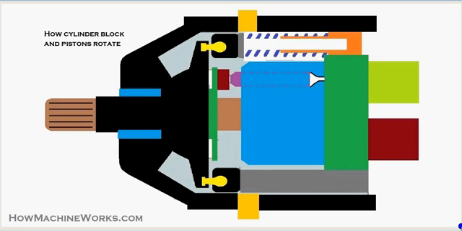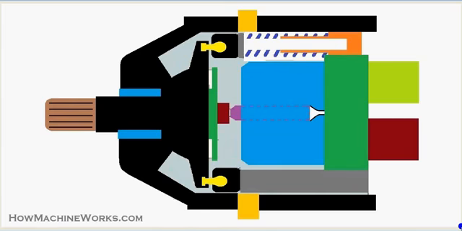So how the cylinder block and piston rotate, let's see that. Here you can see it's rotating over here. The cylinder block rotates, so it's a single piston that I have shown, it's rotating, but there is no reciprocating motion for the piston over there because the swash plate is vertical, so there is no flow happening. And let's see the other part of it.